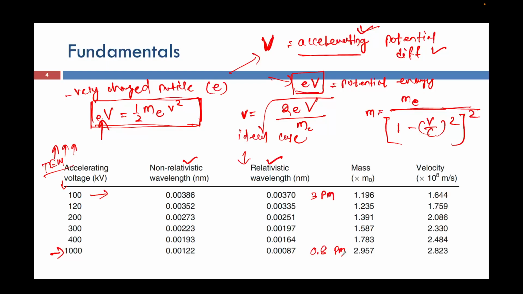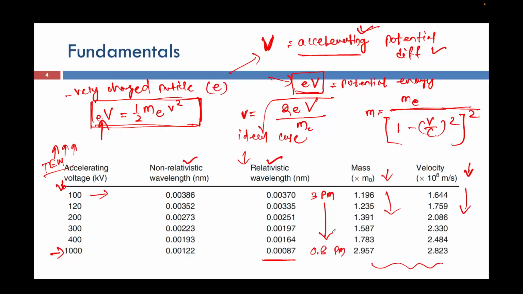And as you see, when you increase the accelerating voltage, the velocity will also increase, and the mass of the electron is also increasing. But these two are not important from a microscopist's point of view. What matters is that the wavelength is certainly decreasing, and we always want the wavelength of our radiation or incident beam to decrease.